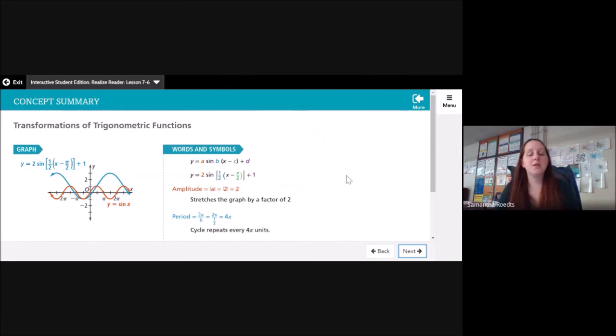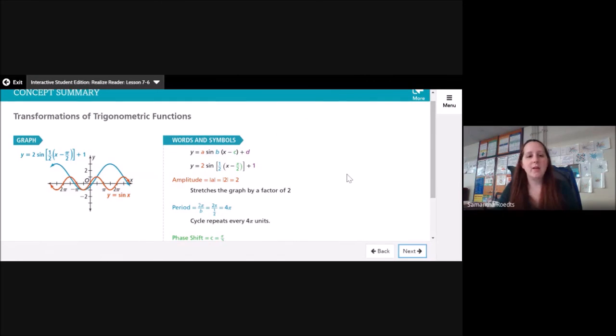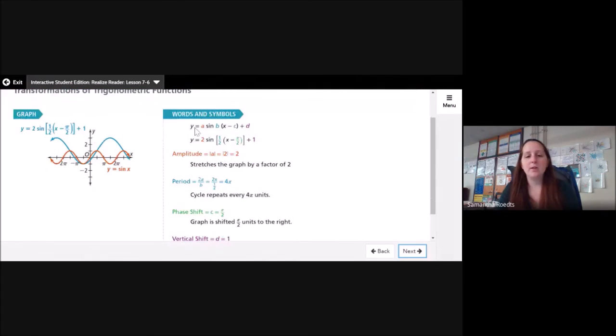Concept summary, transformations of trigonometric functions. So again, I have my graph and then in words. So if I were looking at my sine function, I have y equals A sine B times x minus C plus D. Okay, so my amplitude was 2. That's the number that's right up front. Okay, so we can look at this. So the red line is my normal sine function. Okay, my blue is going to be the one that's changed. So my amplitude was 2, which stretches the graph by a factor of 2.